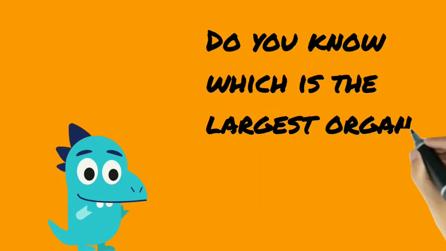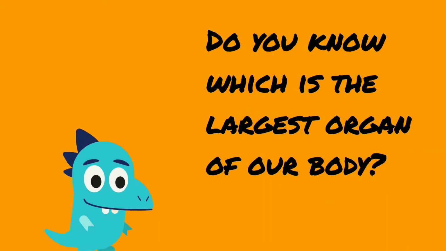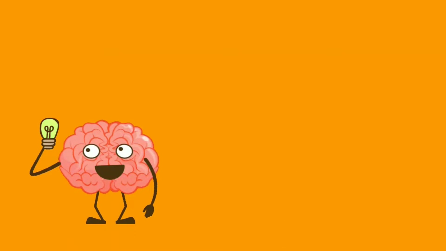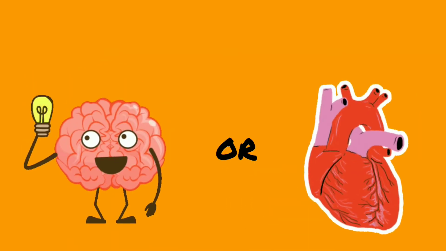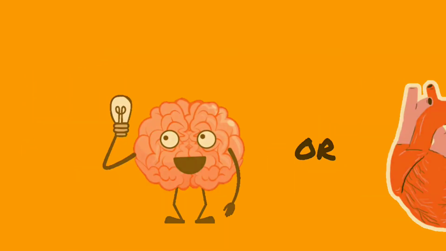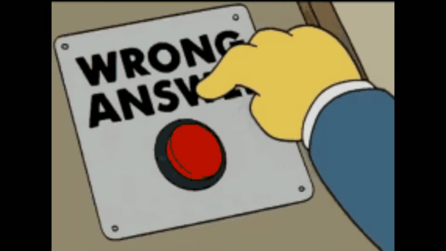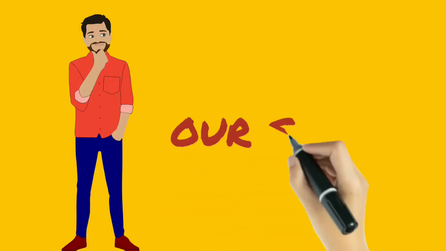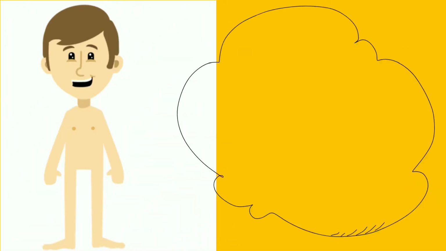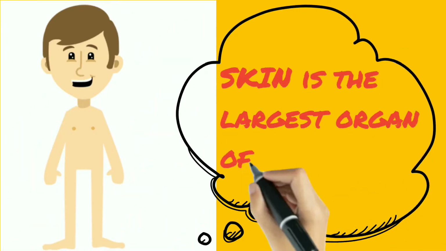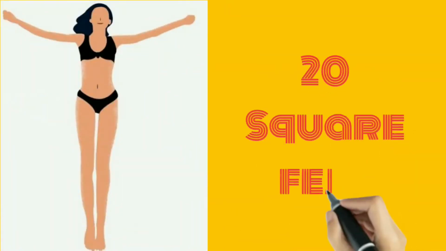Do you know which is the largest organ of our body? Is it our brain or is it our heart? Actually, both of them are wrong answers. The correct answer is our skin. The largest organ of our body is our skin, which covers almost 20 square feet. Is it quite interesting, right?